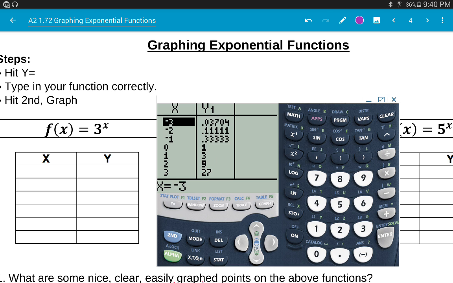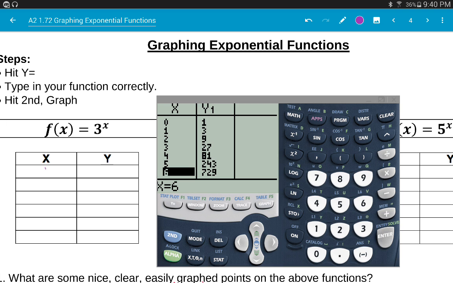Now, we'll see some nice points and some ugly ones. When I scroll into the negatives, I see a bunch of really ugly decimal points. I'm not going to be able to graph these points by hand. These seem very, very small and not very accurate. So let's scroll up and down until we find some points that we can graph. All right. Now, here are the points that are going to be nice to graph. My x values for these nice points are 0, 1, 2, 3, 4, 5. So let's start with those.